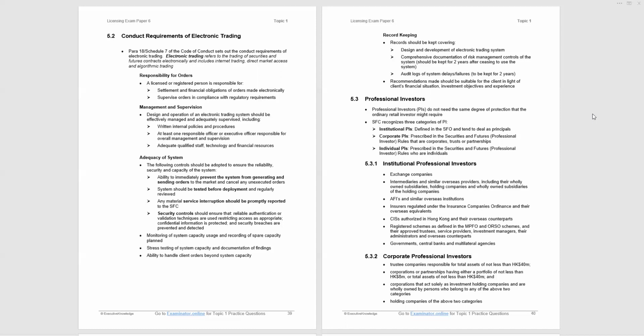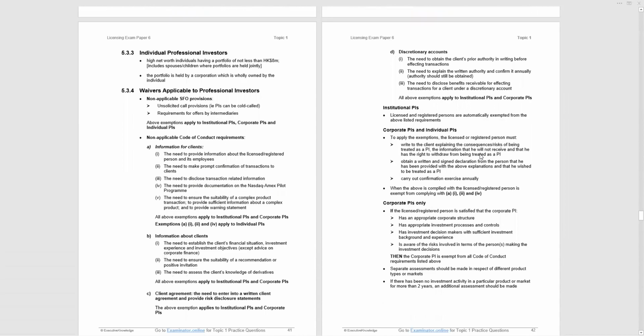Now we come to section 5.3, professional investors. Now, what we do here is we identify who the professional investors are, and then what the protection that they do not require. Because professional investors do not need the same degree of protection as retail investors, because they're expected to know what they're dealing with. The 3 major categories: institutional professional investors, corporate professional investors, and individual professional investors. And each of those categories is detailed in sections 531, 532, and 533.